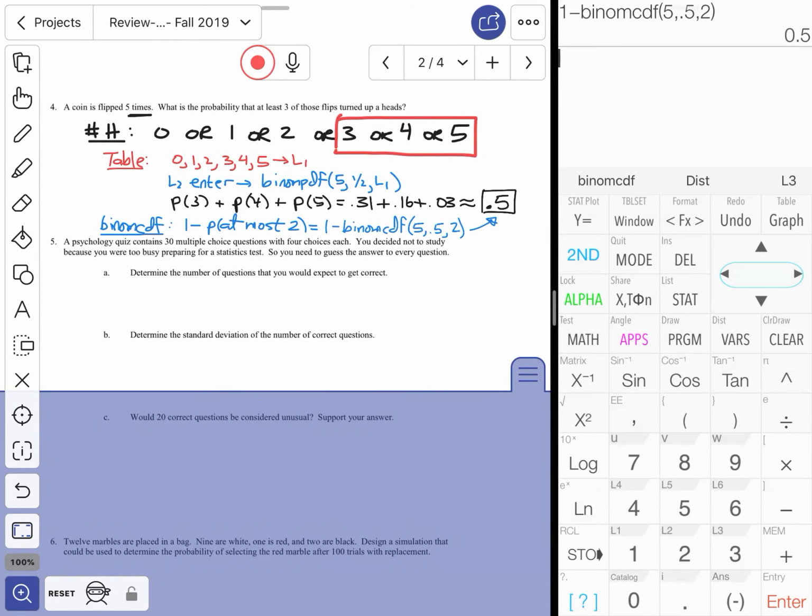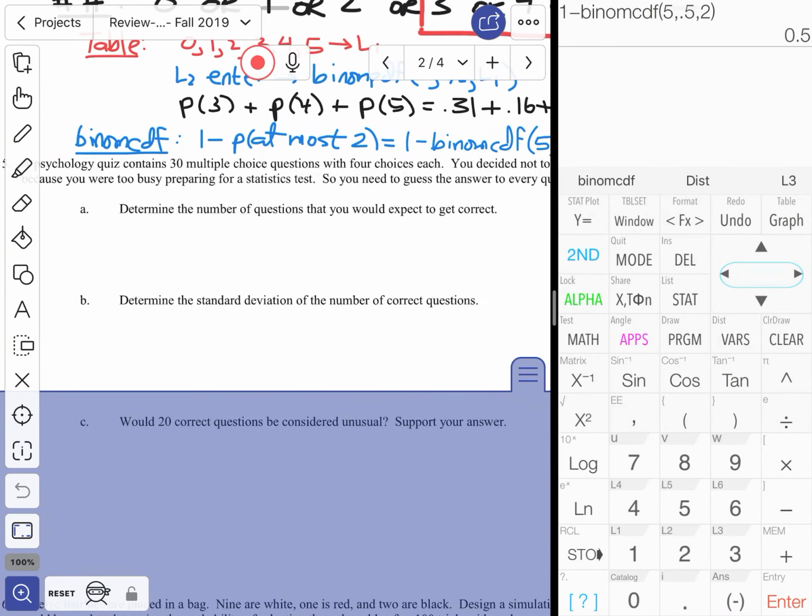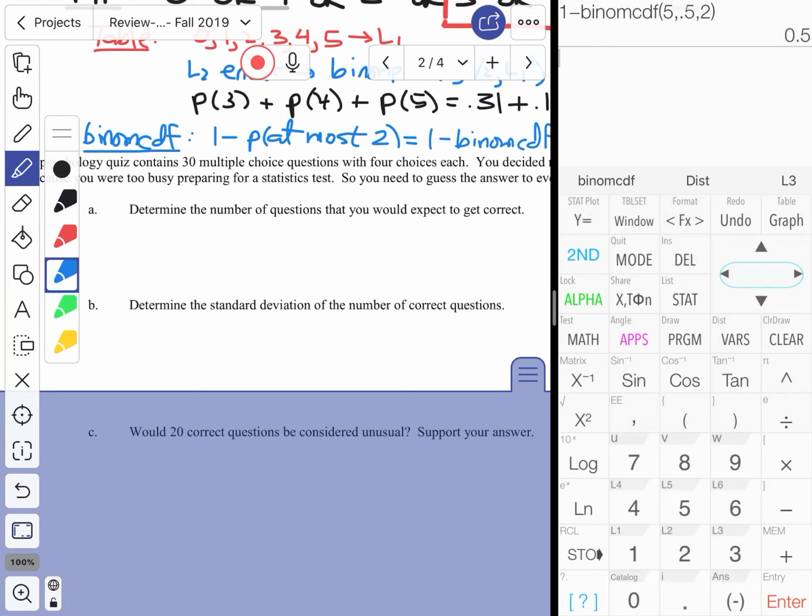All right, number 5. A psych quiz contains 30 multiple choice questions with 4 choices each. You decided not to study because you were too busy preparing for a statistics test. So you need to guess the answer to every question, every single one of them. So we want to know the number of questions that you expect to get correct. Expect is the key word. You don't want to get in the habit of thinking these questions are asking for your opinion, like, how many would you expect? Like half, like 20, I don't know. No. It's mu equals np.